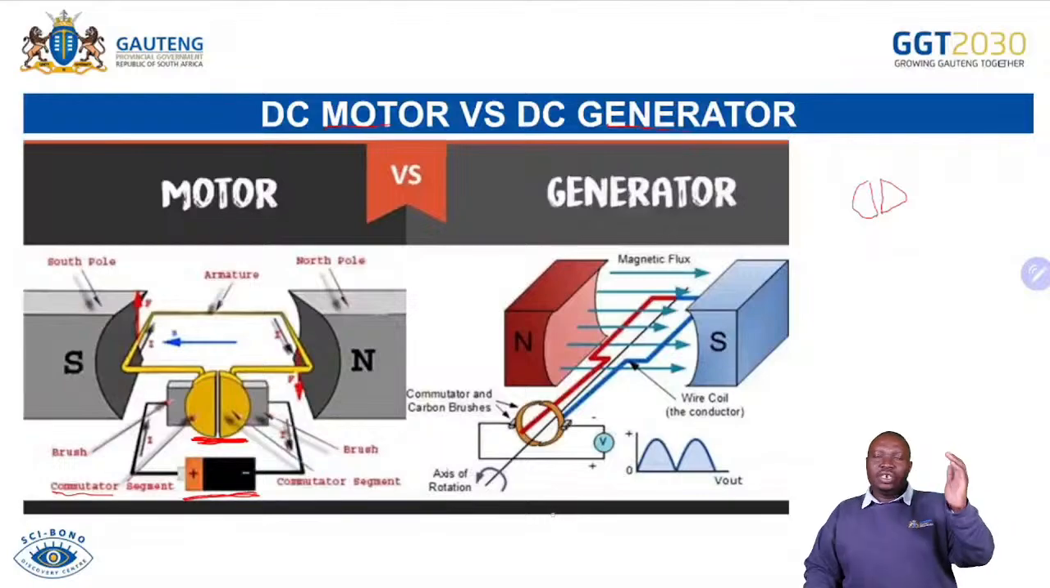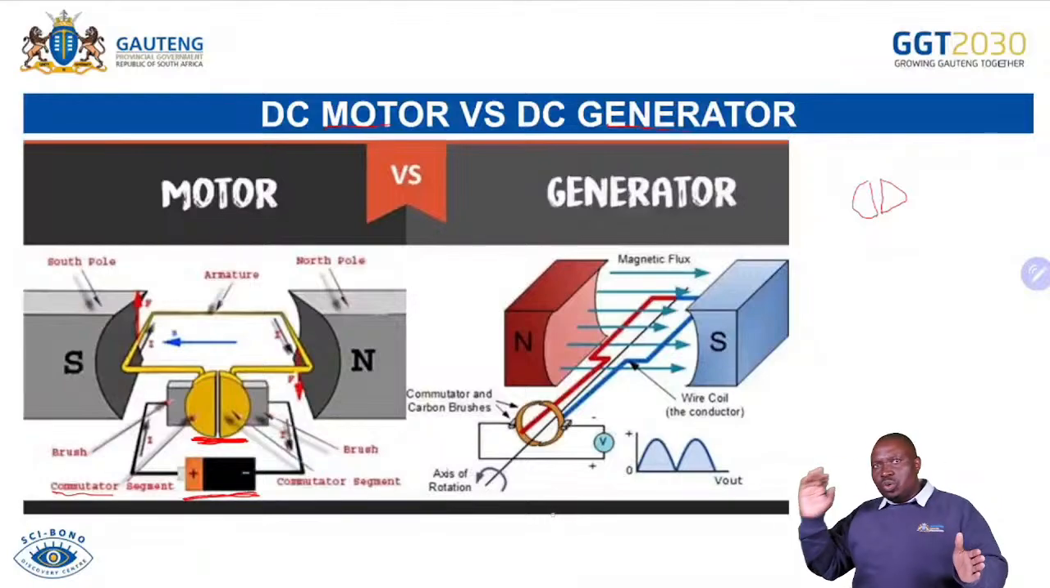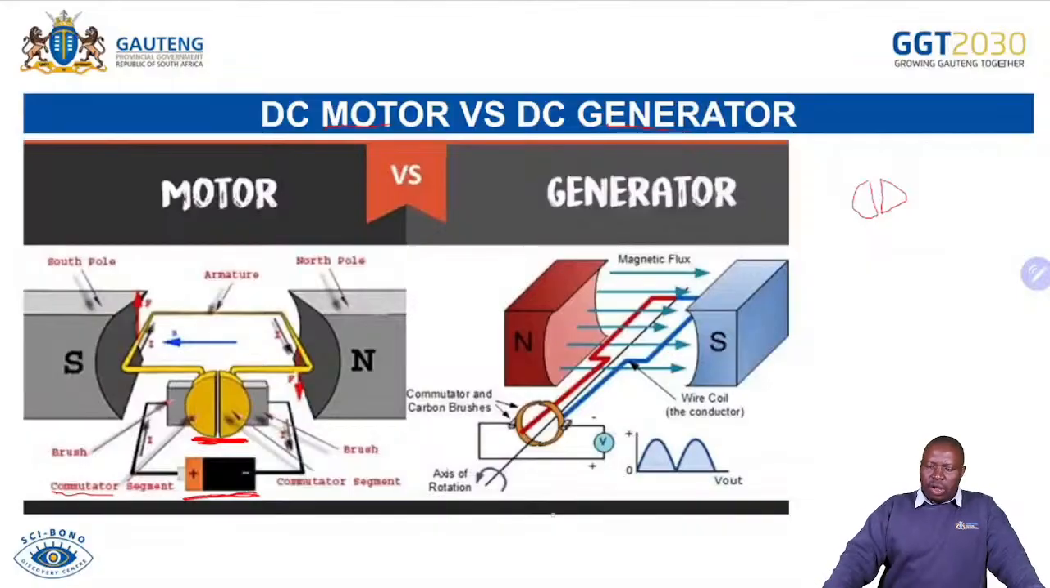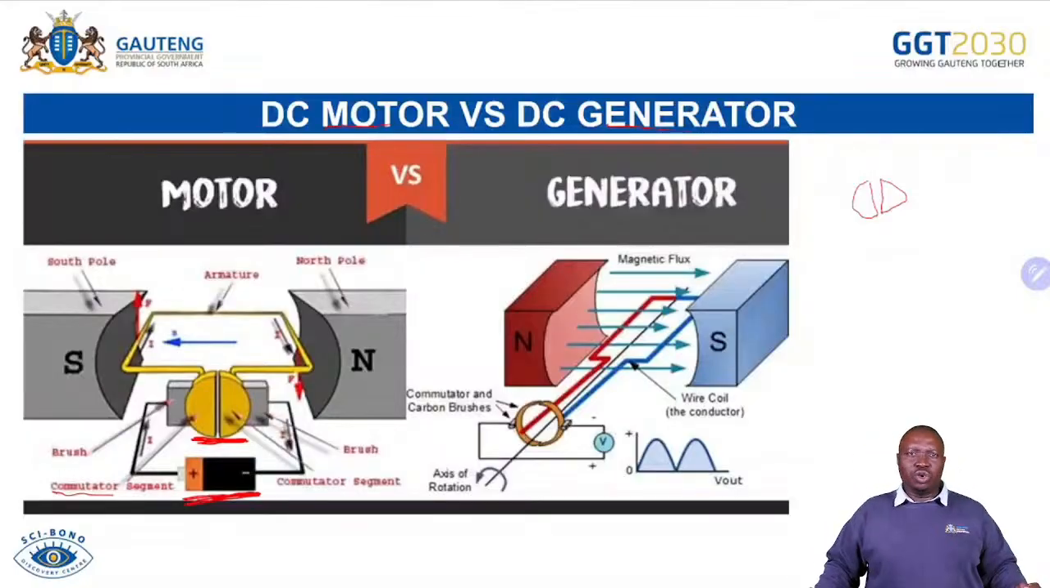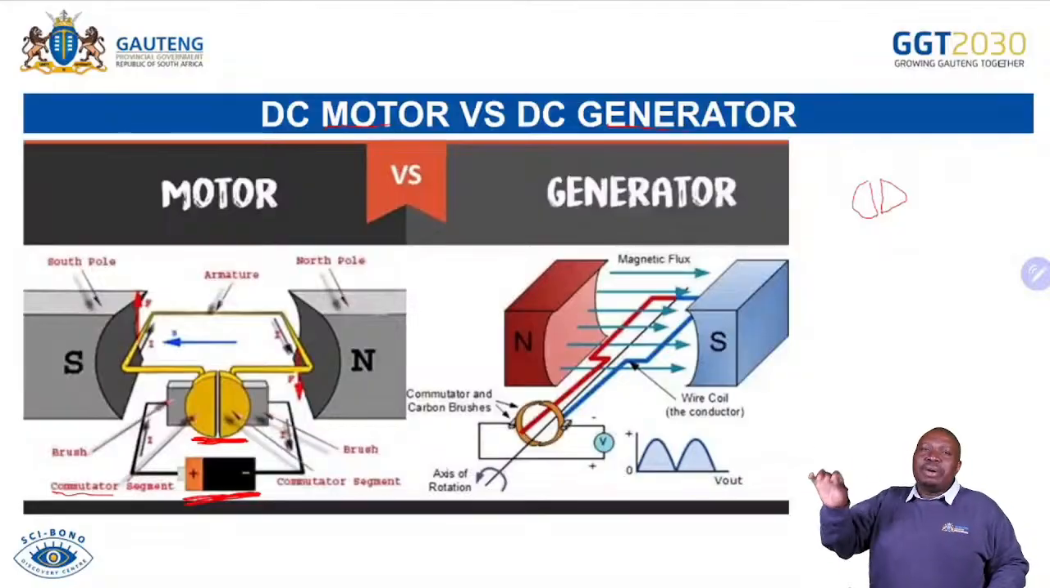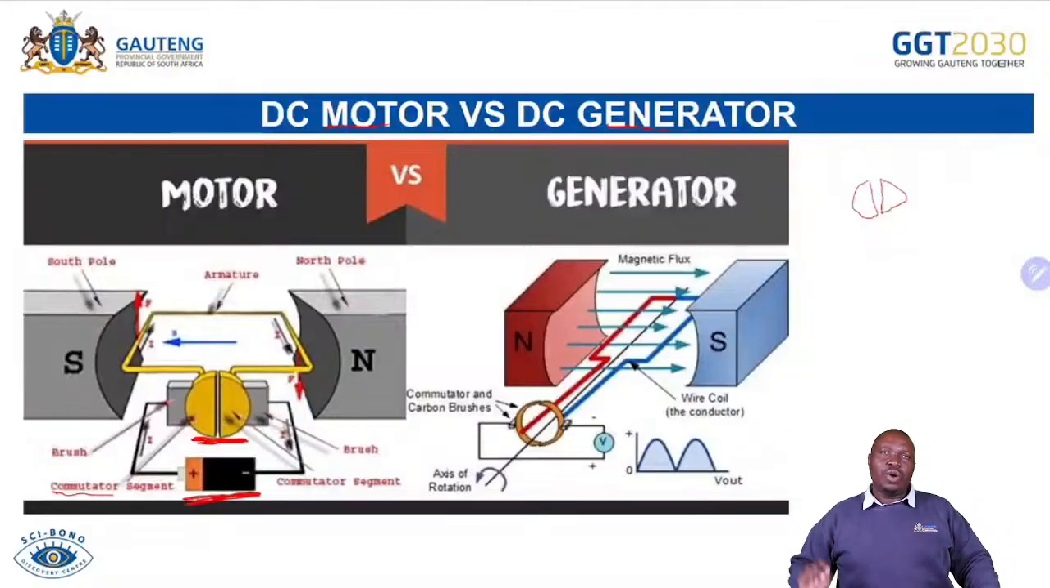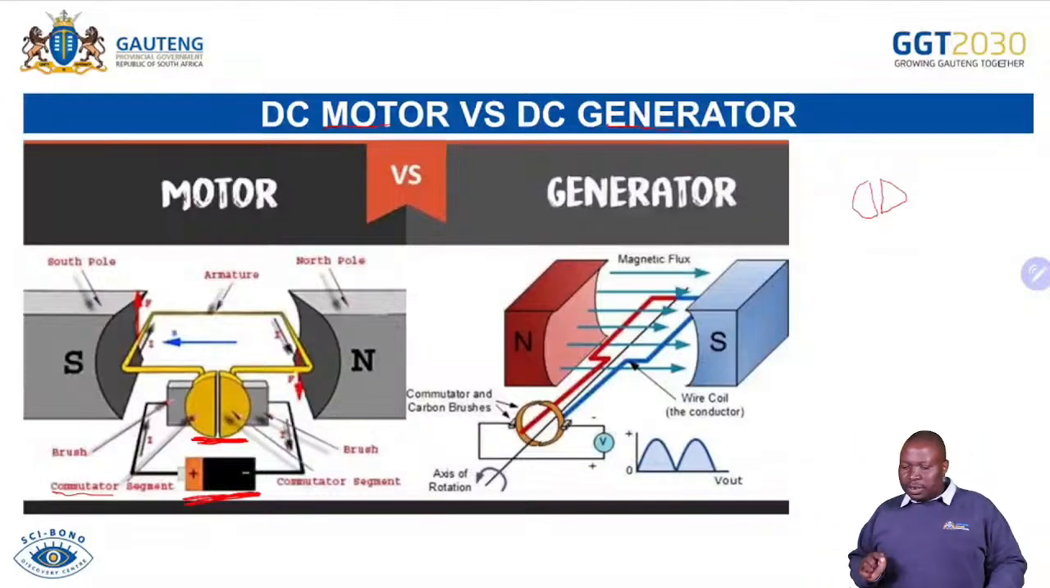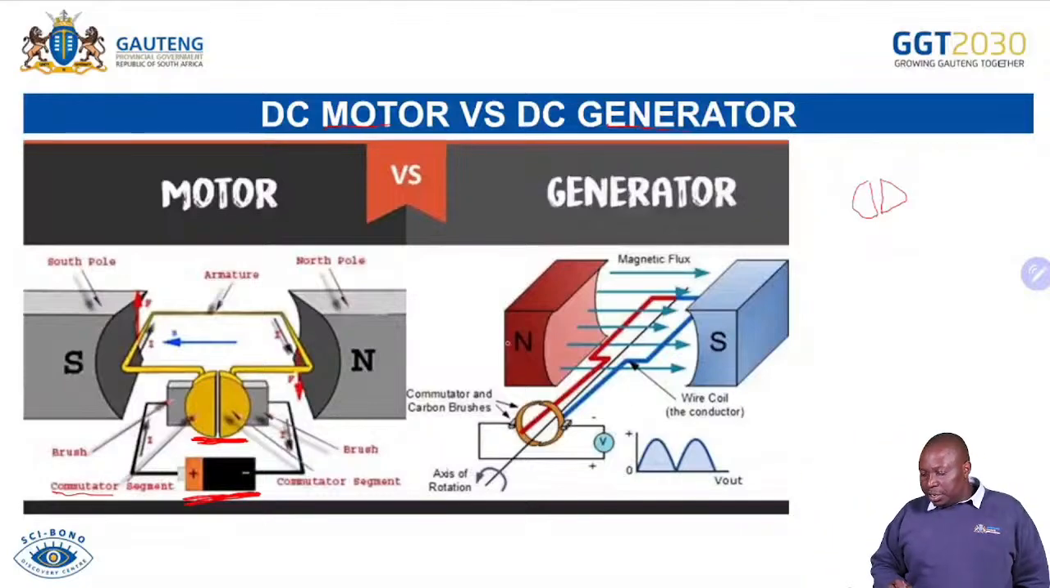Remember the generator, we said it converts mechanical energy to electrical energy. So on this one we have a power source, hence this is a motor. Hence we talked about the electric fan: you need to plug it into the wall so that you are able to utilize it, so the motor needs a power source. But the generator does not need a power source because it's producing the electricity. We are converting mechanical energy, which means what is important is that there must be rotation of this armature.